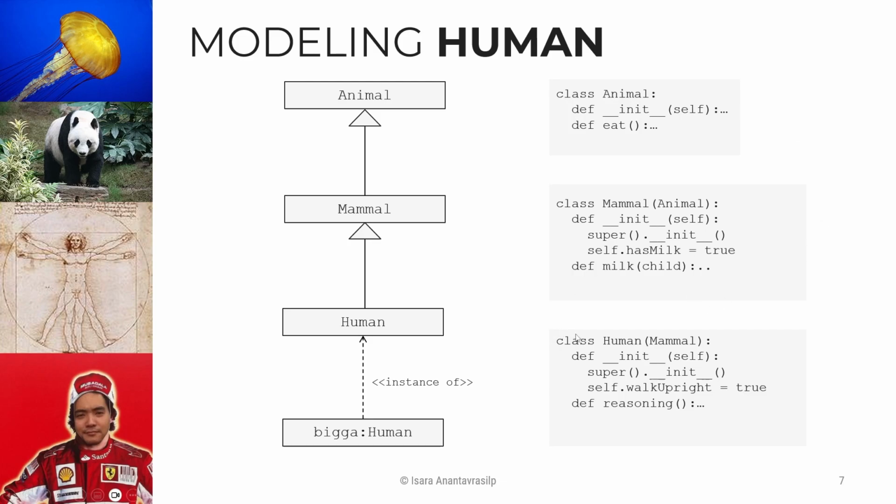Now, all properties of animal got transferred into mammal as well. It means that all mammals can eat, and all humans can milk the child and can eat, but we can do more. We walk upright, and we can do some reasoning as well.